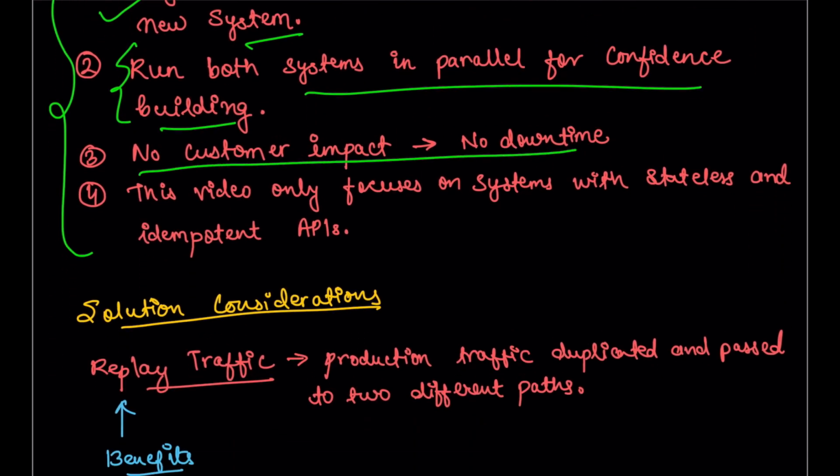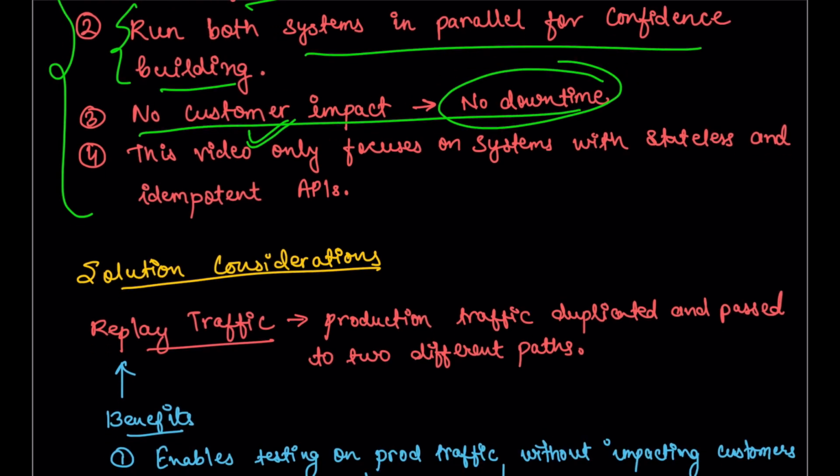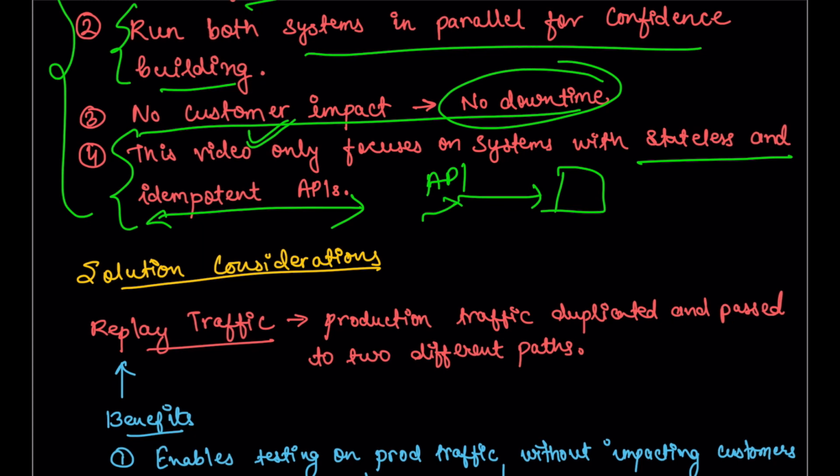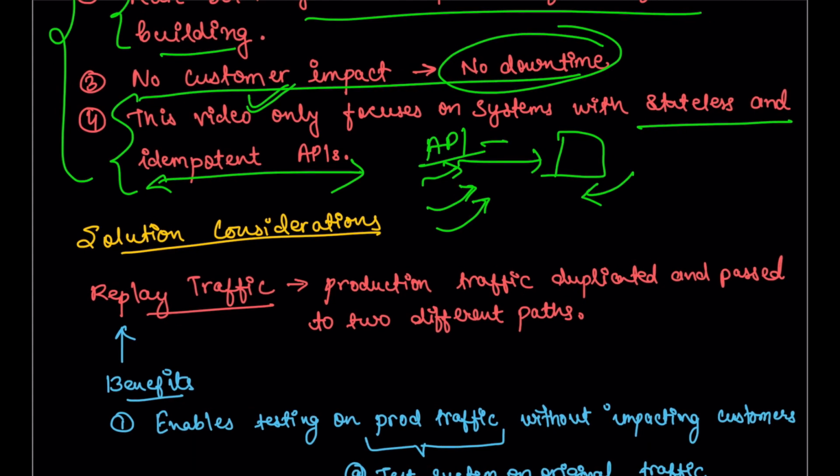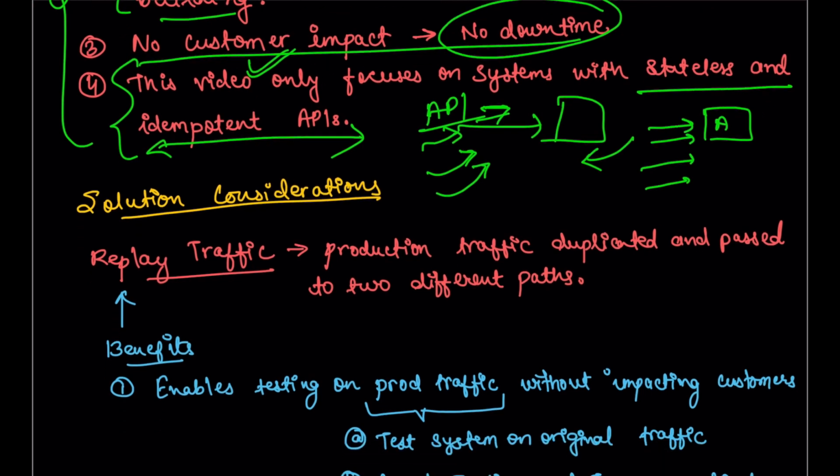Further, we don't want any downtime issues, so there is no customer impact. This is again a very important requirement that we want to serve. This specific video only focuses on the solutions and systems with stateless and idempotent APIs. So assume that in a system we are using a particular API, it does not matter how many times you hit the API, you will get the same response. Let's say you want to fetch a particular video, right? Even if you fetch it multiple times, you will get the same response. This is what we mean by stateless.